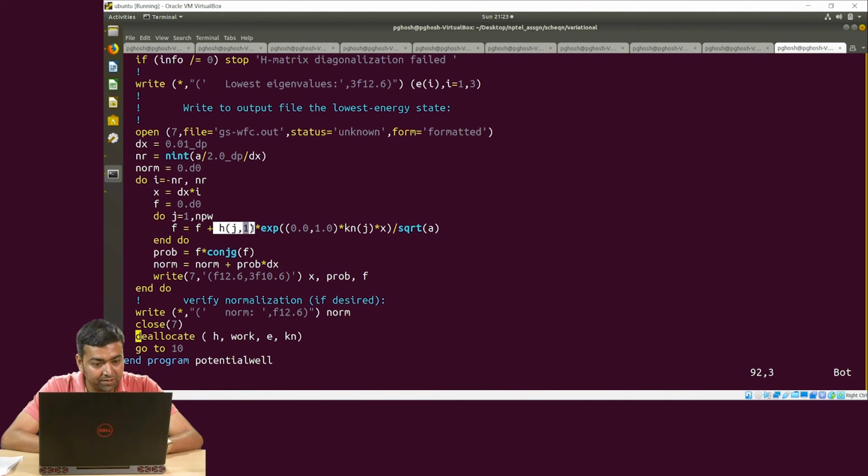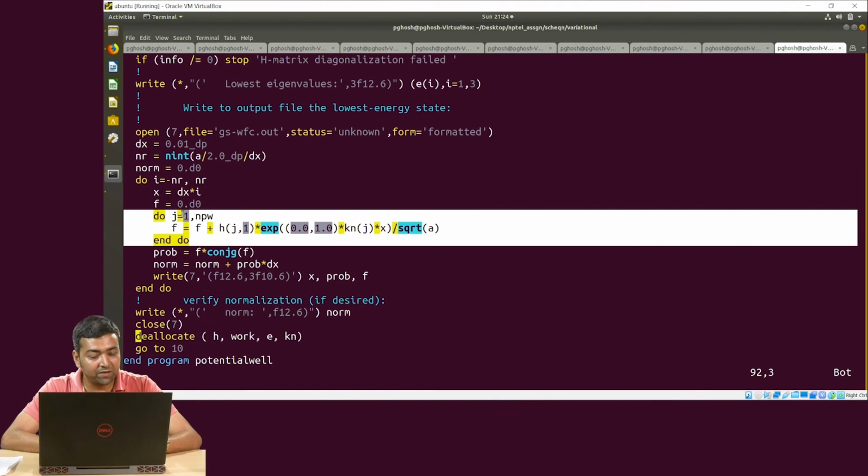The coefficients of this expansion are read from the first column of this matrix H. That is why J is the number of rows here, equal to the number of plane waves, because we have the same number of coefficients as plane waves. Then you need to multiply each coefficient with the plane wave. The plane wave is my exponential e to the power i k dot r, and in this case it is k x divided by root a. This is for a particular plane wave, and to construct the full wave function we need to add up this for all the plane waves. That is why we have a do loop here.